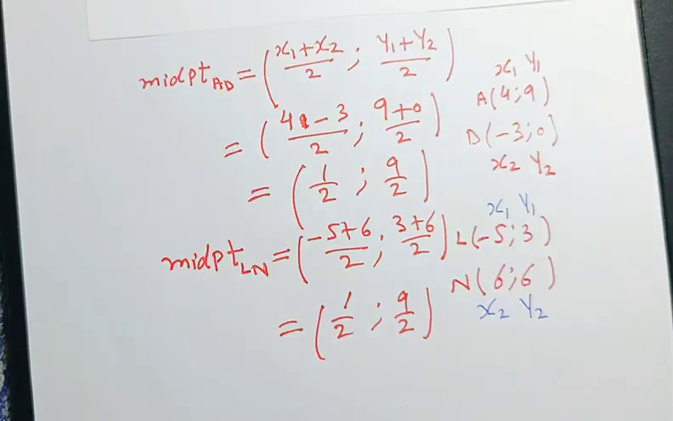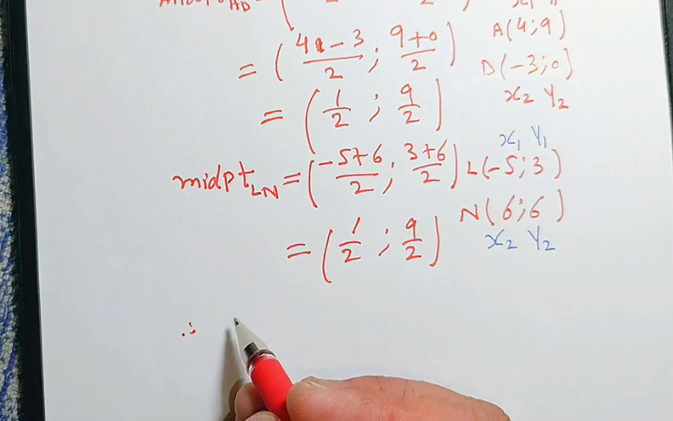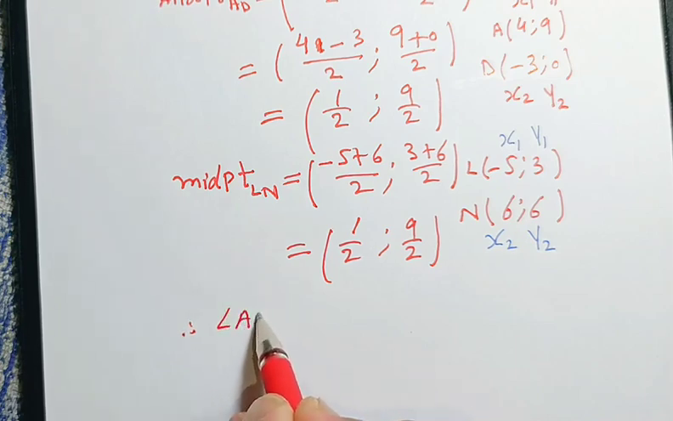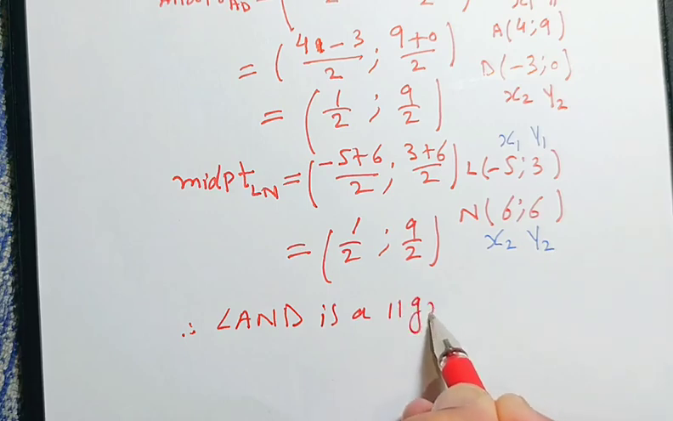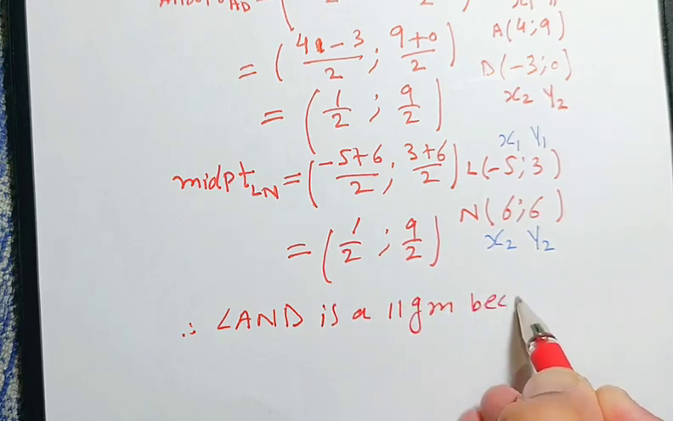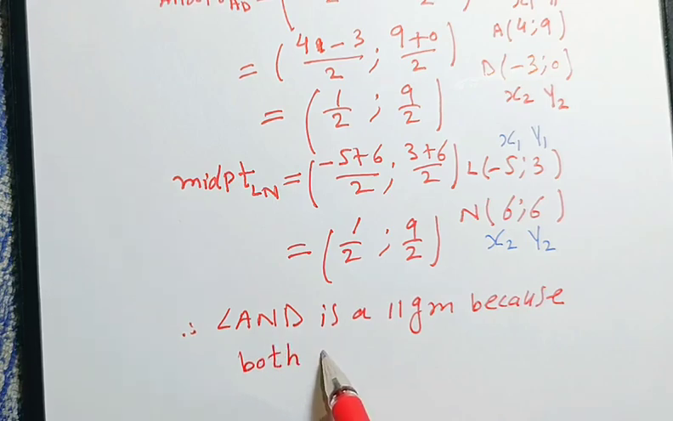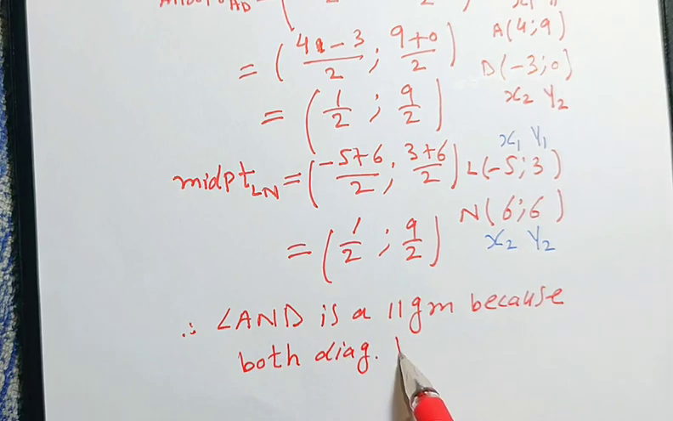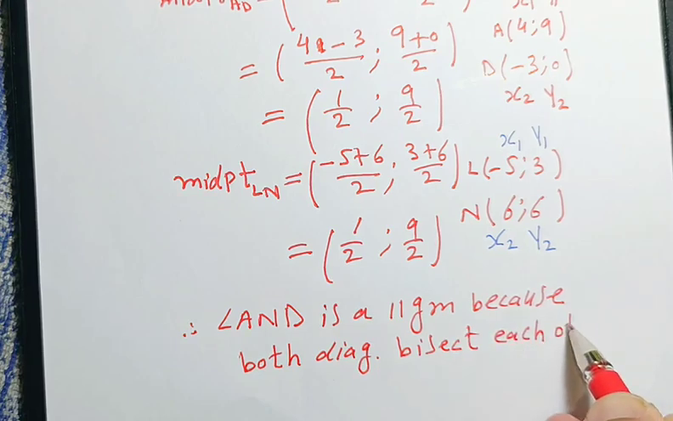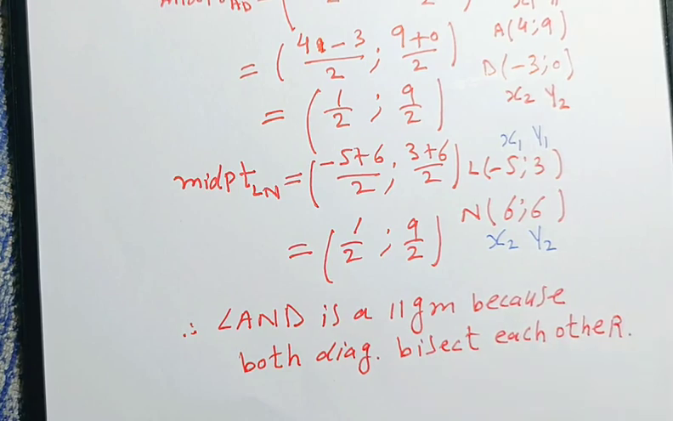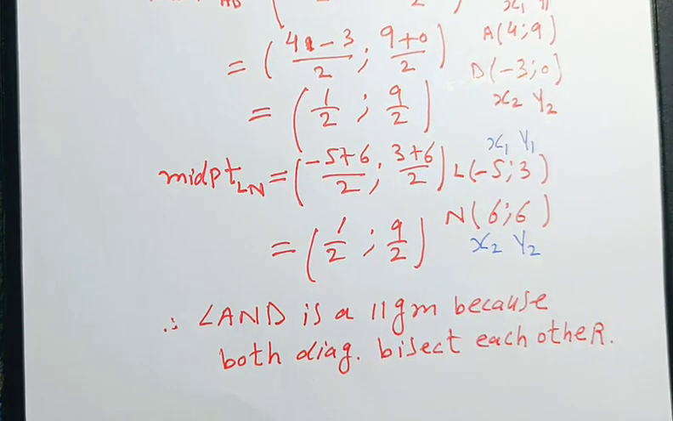Therefore we proved this is a parallelogram through the diagonals. So we say therefore quadrilateral LAND is a parallelogram, and the reason is both diagonals bisect each other at M. Right, so this was my first part.